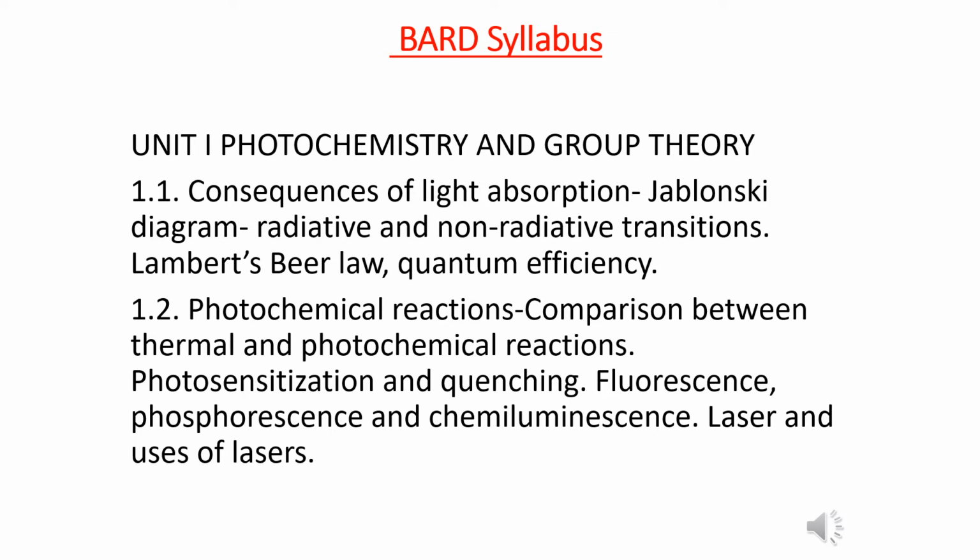Physical Chemistry 1 consists of 5 units. The first unit consists of 2 chapters. One is photochemistry, another one is group theory. This lecture is on the topic photochemistry. First, I want to read the syllabus regarding photochemistry. Unit 1, Photochemistry and Group Theory.